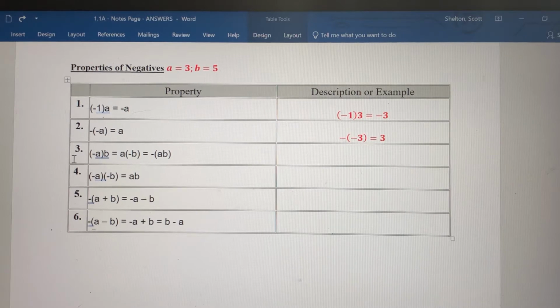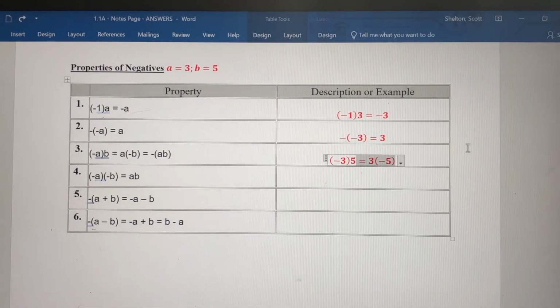And property 3 here, we've got a -A times a positive B, okay? Again, whatever A may be, whatever B may be, okay? -A times positive B is the same thing as A times negative B, okay? And either way, it's going to be the negative product of A and B, okay? So let's plug in 3 for A and 5 for B. So -3 times +5, we know that's -15, okay?